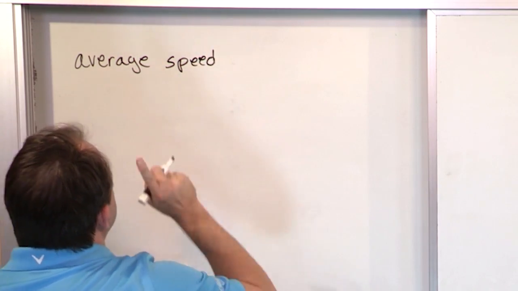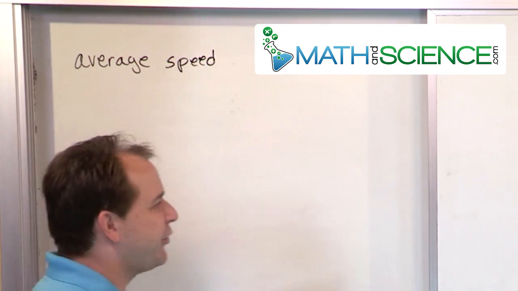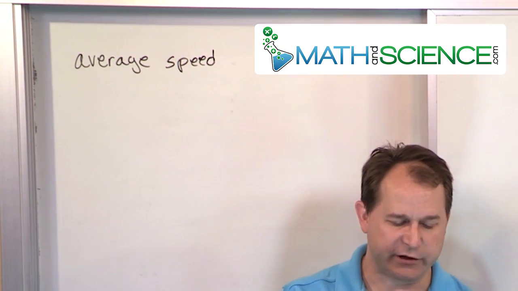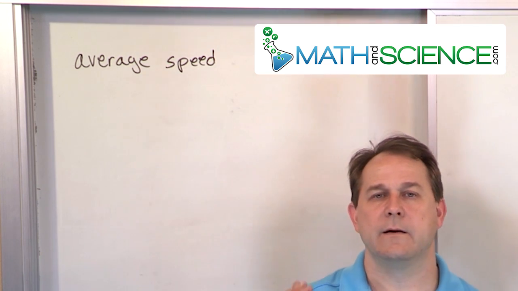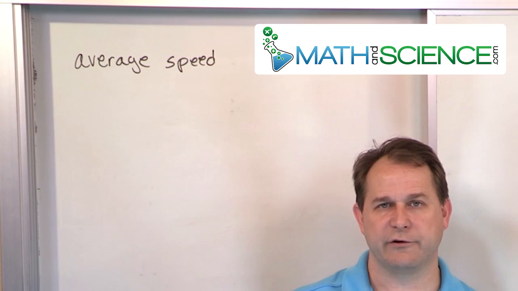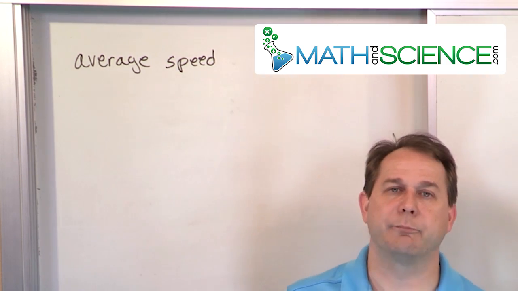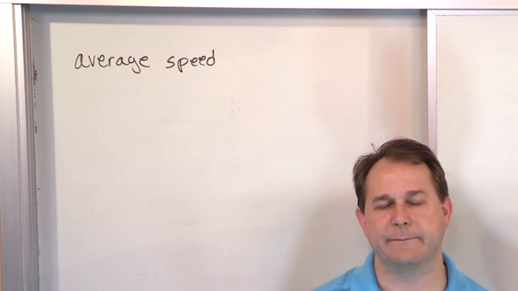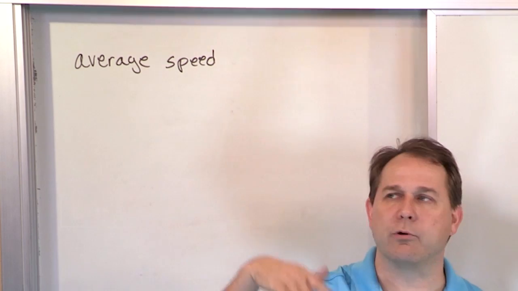Now, I want you to think about your car. I'm not sure where you're at in the world. If you're in the USA, your car will say miles per hour. And if you're somewhere in Europe or some other country, almost certainly it'll say kilometers per hour. But notice the units of speed: it's miles per hour or kilometers per hour.